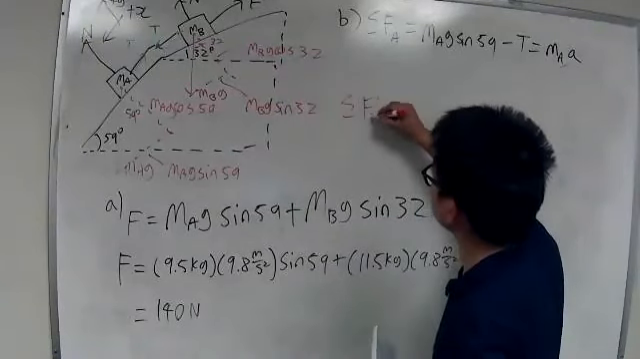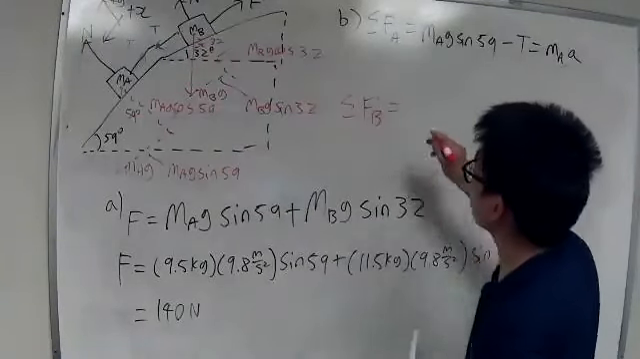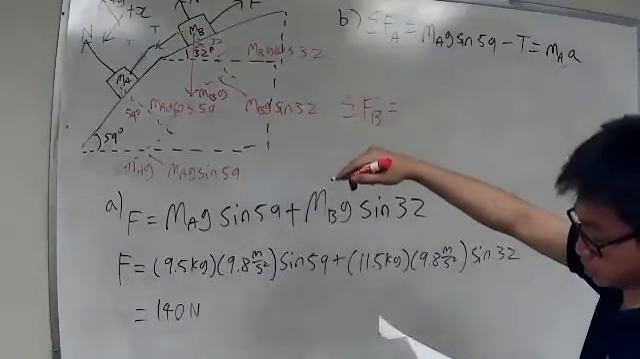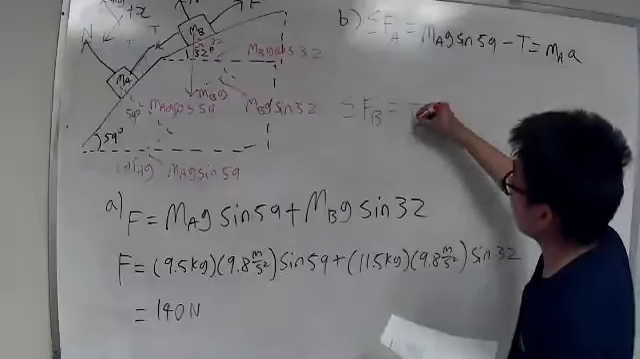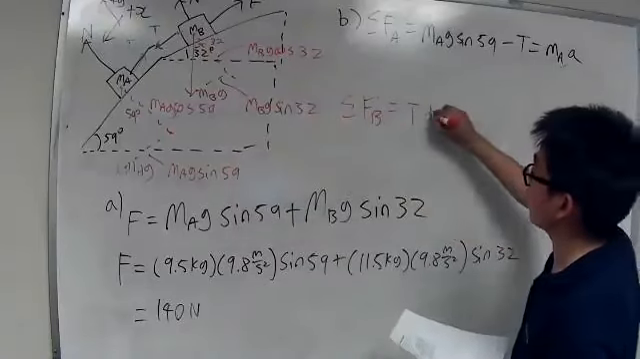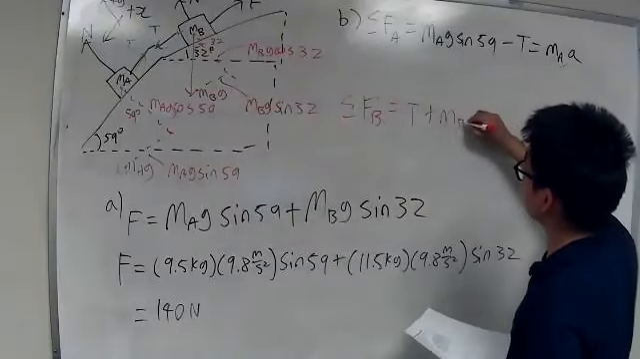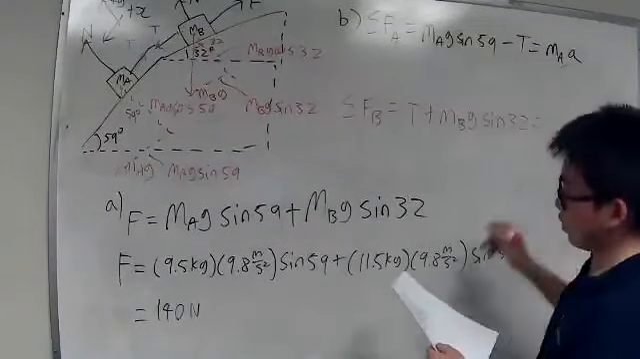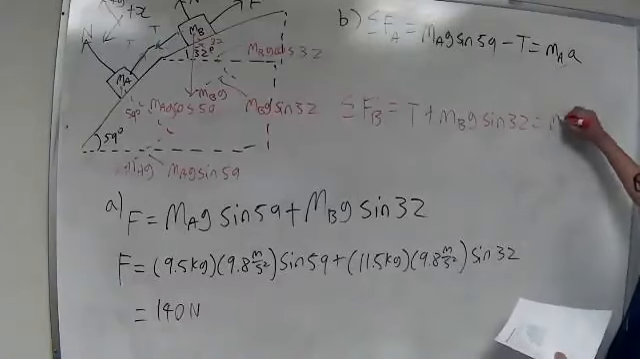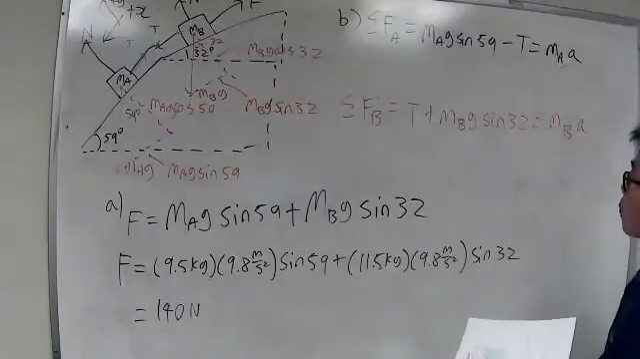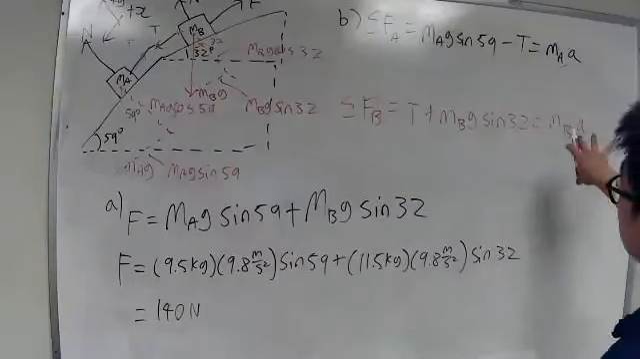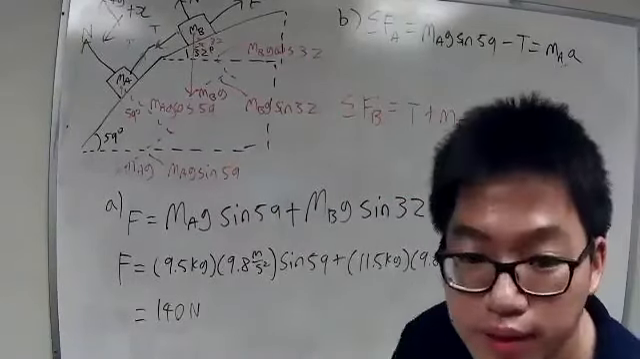Now B, it's the same thing. It's tension down, then I add the x component of the weight, and all this is equal to m_B a. So I have two equations that sum the forces, and I set each equal to m a.